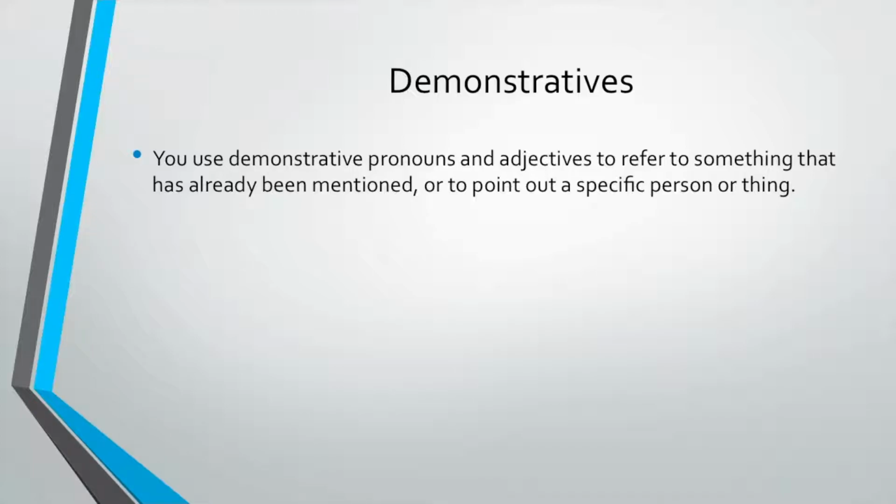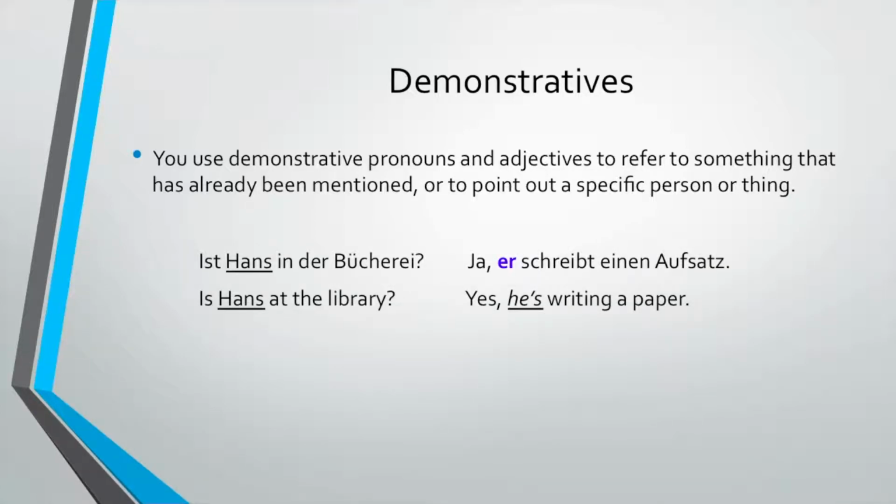So when do you use them? You use demonstrative pronouns and adjectives to refer to something that has already been mentioned or to point out a specific person or thing. For example, "Ist Hans in der Bücherei?" Is Hans at the library? "Ja, der schreibt einen Aufsatz." Yes, he's writing a paper.